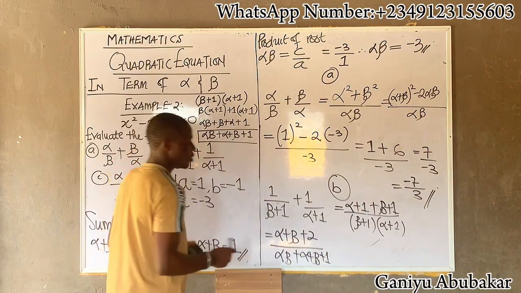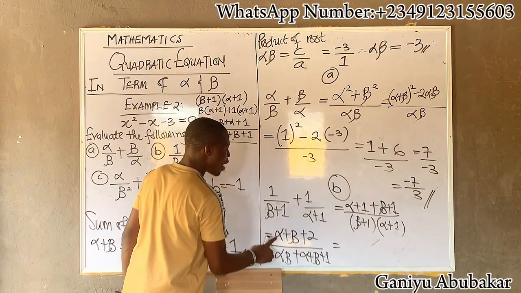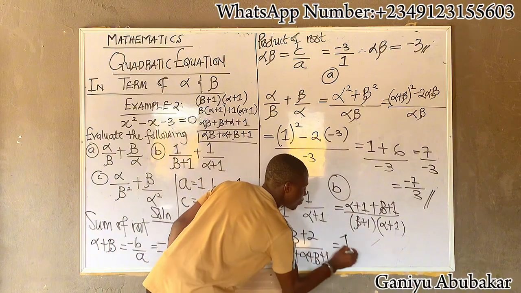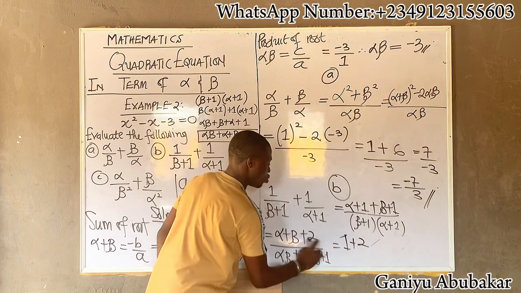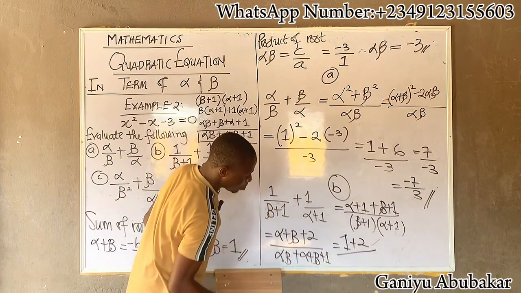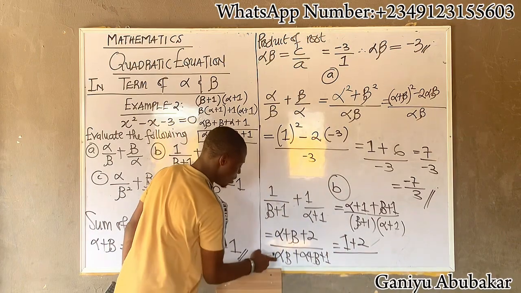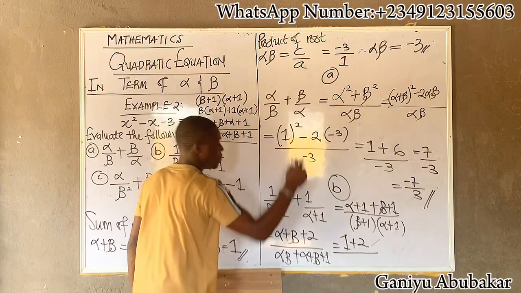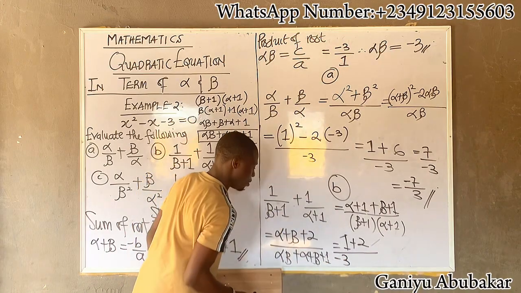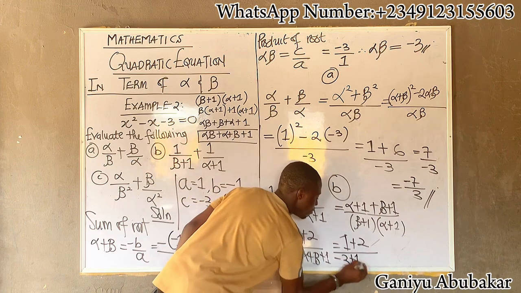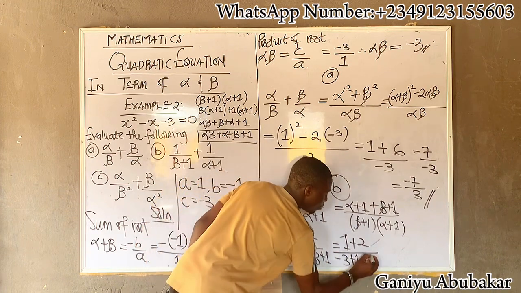Let's now get this done, please. This is now equal to alpha plus beta, we said is 1. That becomes 1 plus 2, plus this 2, all over alpha beta, negative 3, minus 3, plus alpha plus beta is 1. Next up plus 1 plus 1.